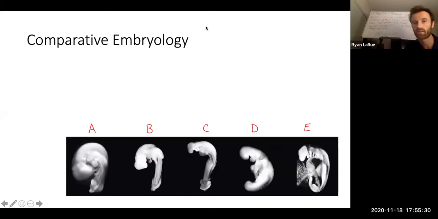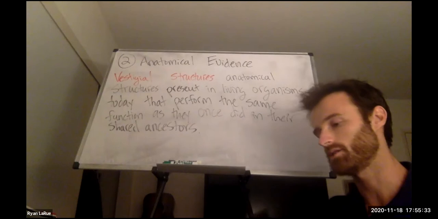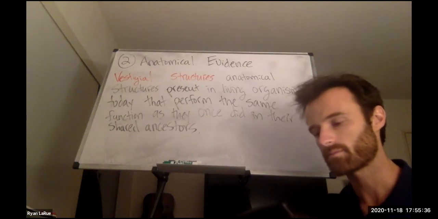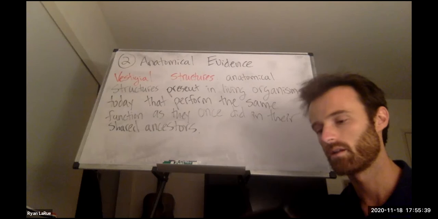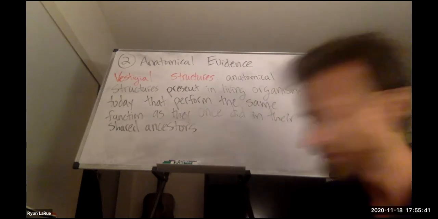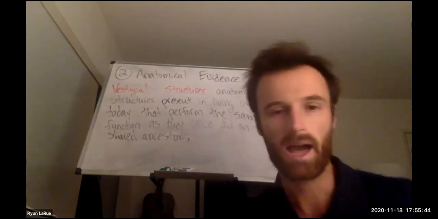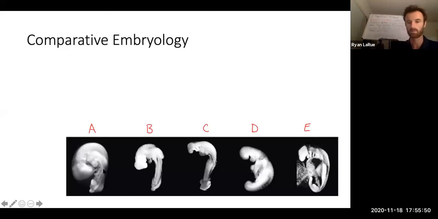Don't want to show you the answers yet. Okay, so comparative embryology. What I have pictured here are five different embryos for five different vertebrate animals. One of them is a cat, one of them is a chicken, one of them is a human, one of them is a possum, and one of them is a bat.